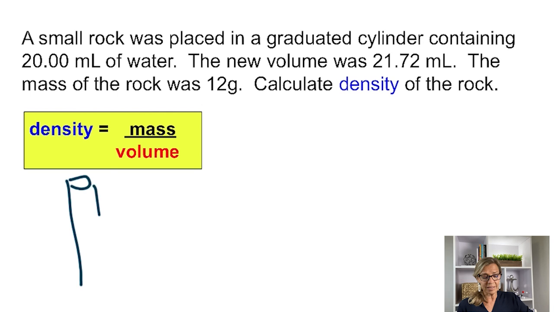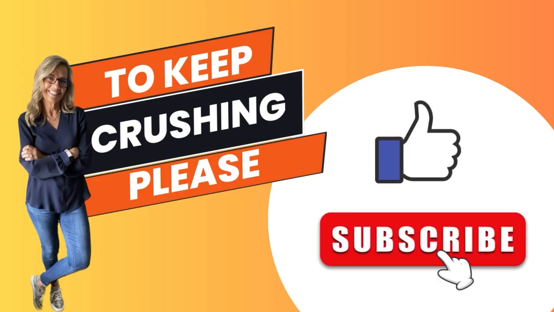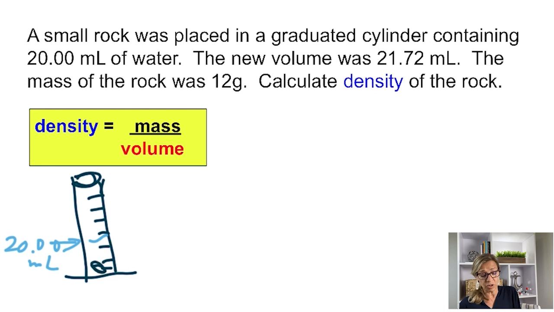So in this case, we had a graduated cylinder. I'm sure you've used those before. Okay. And we're going to add a little bit of water to it, up to, let's say, 20.0 milliliters. Okay. And then what happens when you drop the rock in there? It goes to the bottom, right? Well, the volume of the water goes up by exactly the volume of the rock. And so this new volume would be 21.72 milliliters.